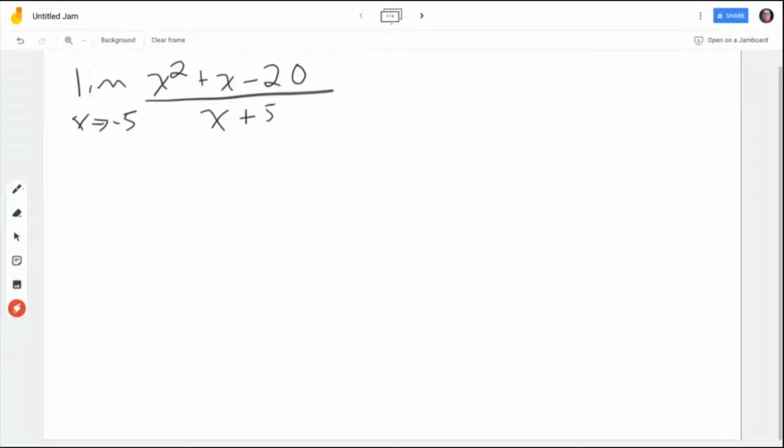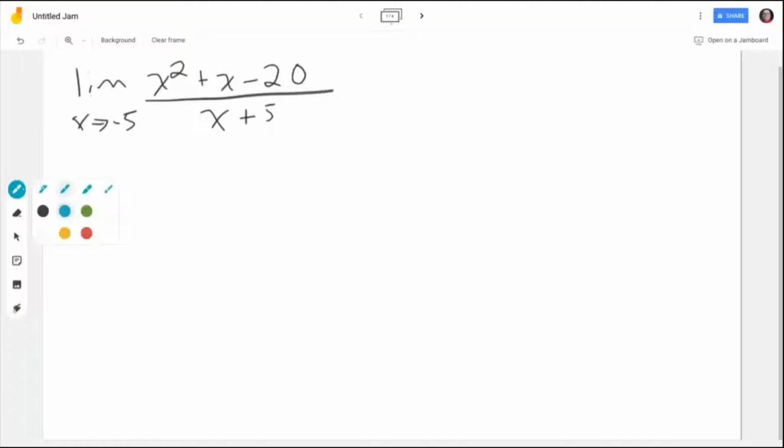And if we were just to try to evaluate this, well, if we plug in a -5 into this denominator, we end up with a value of 0 there. And so when we have that, we can't just evaluate it that way. What we need to try to do is find a function that's equivalent to this function that is defined when x is -5. And if we can do that, then we can find the limit of this function here. So let's try to do that.